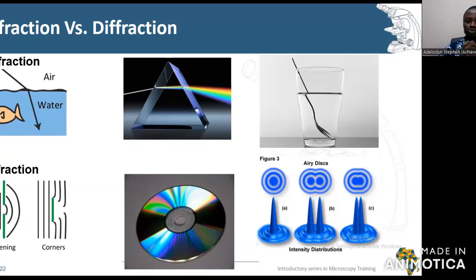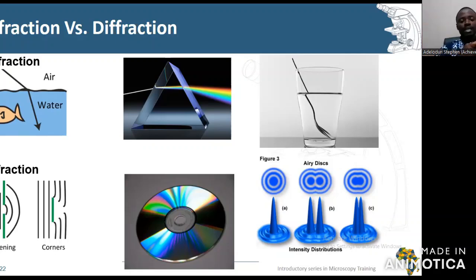And coming to diffraction, when light passes through a slit or a small hole, what it does is bend around that opening. In this case, we call it the aperture. So it bends around the aperture.